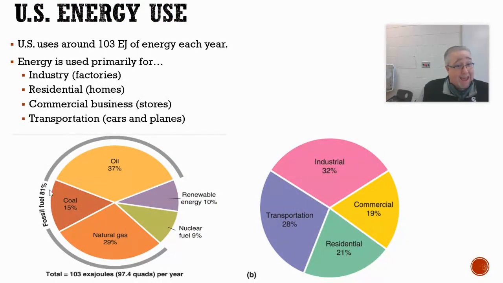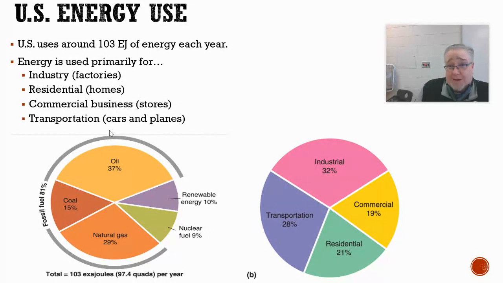Again, though, about 81% of our energy comes from fossil fuels. You'll notice that the renewables are a little bit less than the rest of the world. The nuclear is a little bit higher than the rest of the world. But 81% for fossil fuels is about the same as what the rest of the world is using. We just use it in some different ways. For example, these percentages of oil, coal, and natural gas are a little bit different from the rest of the world.